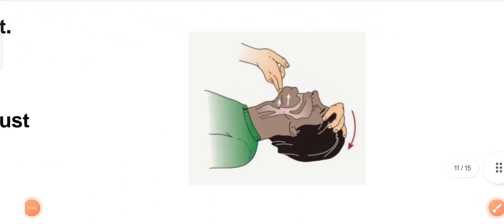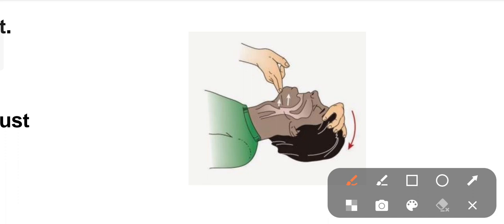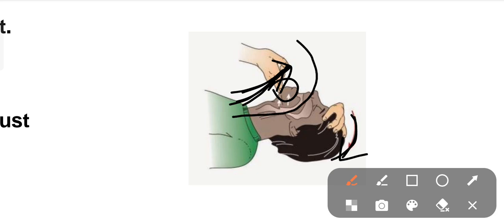In this method, the nurse or any medical person tilts the head down and lifts the chin region. By this, the air can go into the lungs very easily.